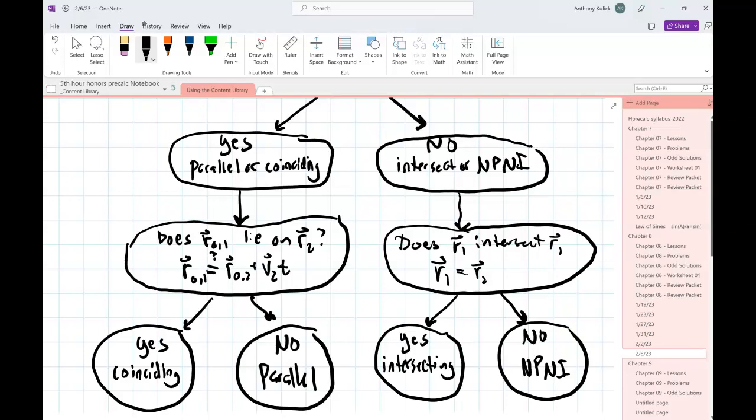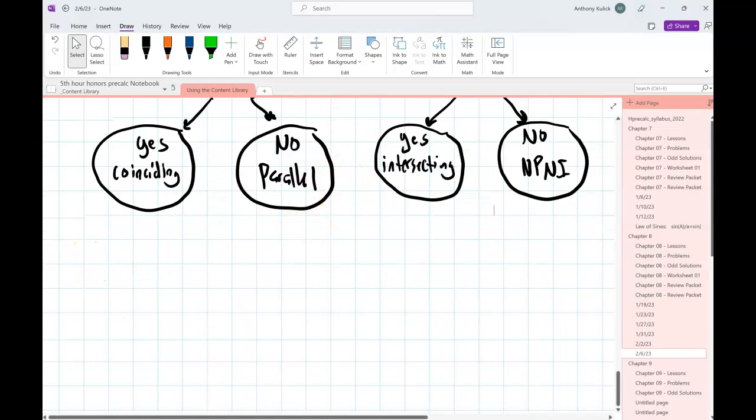Okay, so this flow chart is something that I would want to get really familiar with and feel comfortable using without looking at it. So again, the nice part is that every step on here is a step we've done as a standalone, right? Checking if two lines have the same direction, we've done that before. Does a point lie on a line? We've done that before. Do two lines intersect? We've done that before. So the steps are going to be familiar.